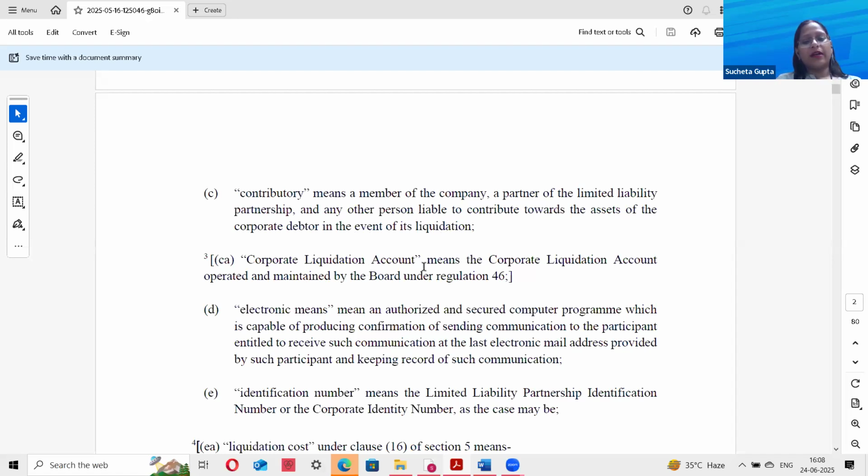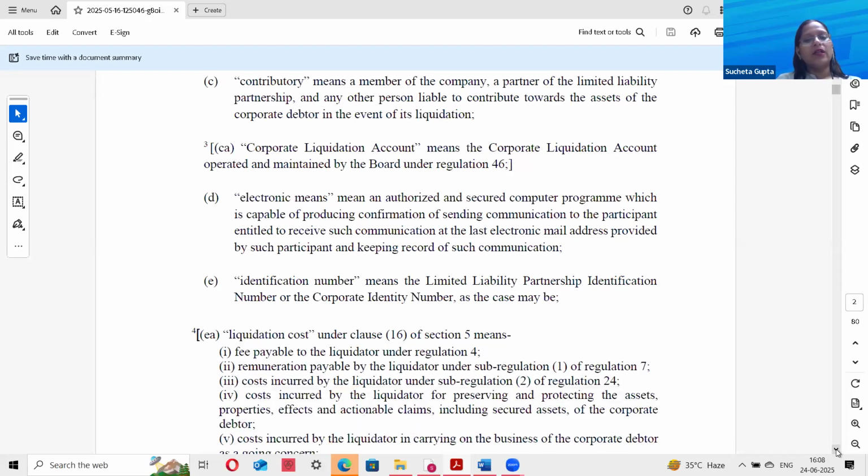And the corporate liquidation account means the corporate liquidation account operated and maintained by the Board under Regulation 46. So whatever account is operated by the IBBI will be called the corporate liquidation account. Now, electronic means, we have already read this definition in the earlier regulations also. It means an authorized and secured computer program which is capable of producing, confirming, or sending the communication to the participant entitled to receive such communication at the last electronic mail address provided by such participant, and keeping records of such communication, will be called electronic means.